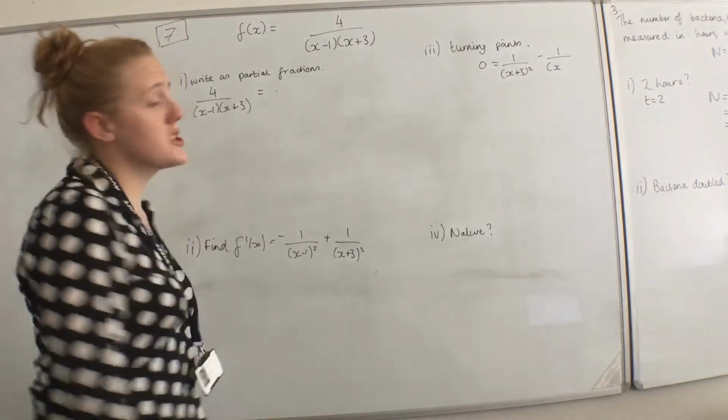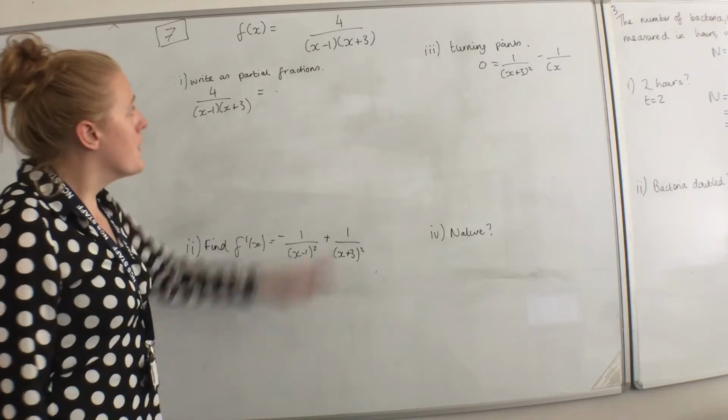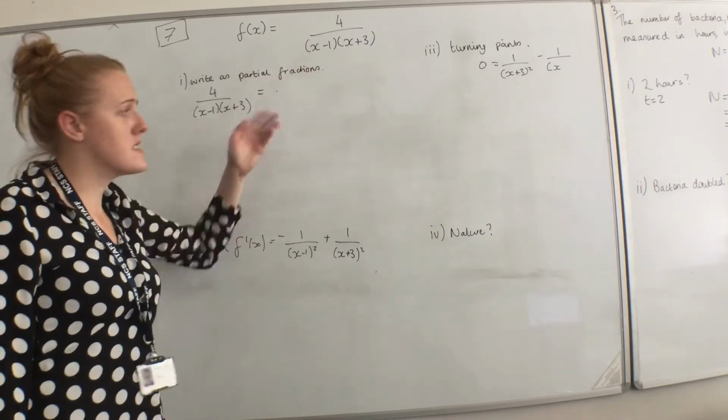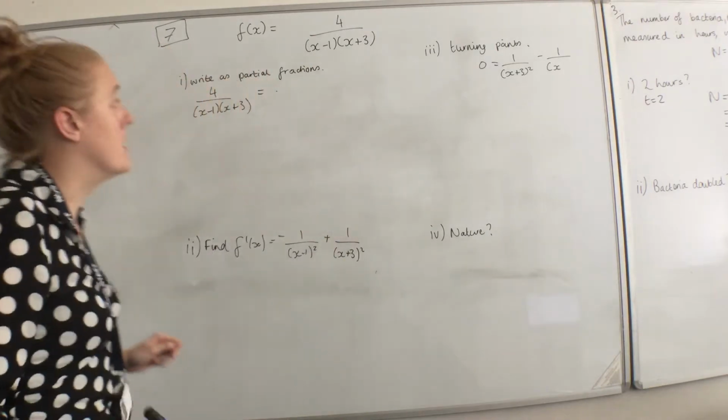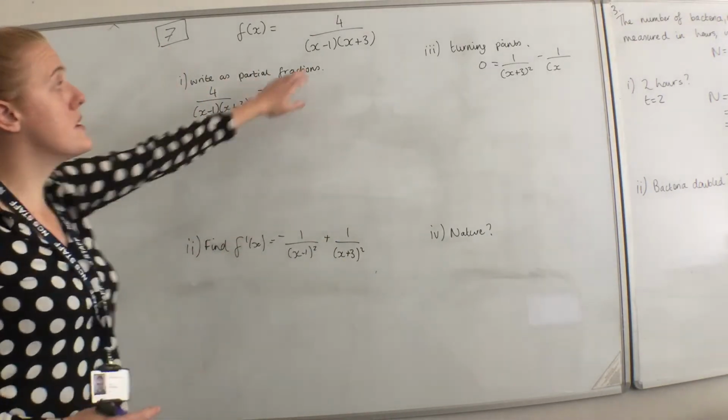Hi guys, so this is question 7 from the partial fractions section of the homework. The question gave us a function in terms of x, and we were asked to do loads of different things with it depending on the different part of the question. The first part asked us to write it as partial fractions. This one is nice and straightforward.